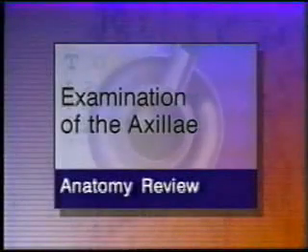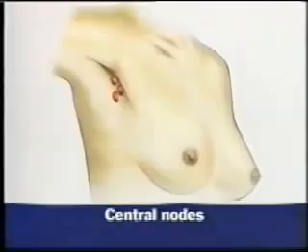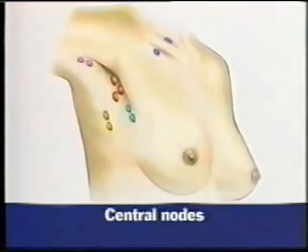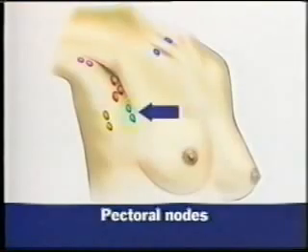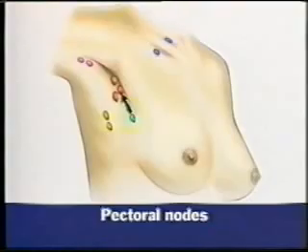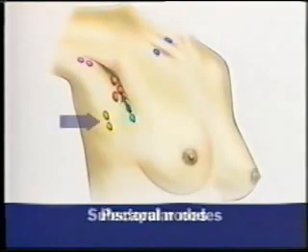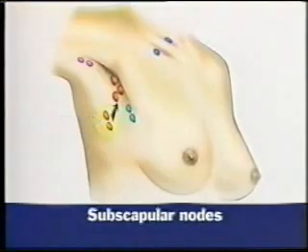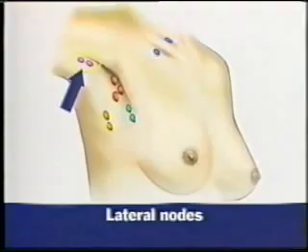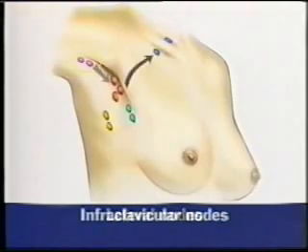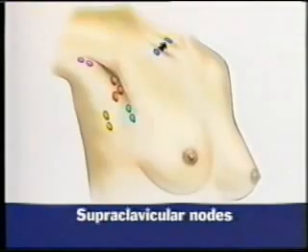Before assessing the axillae, let's consider their lymph nodes. Of all the axillary nodes, the central nodes are most often palpable. Lymph from 3 other groups of nodes drain into the central nodes, but they are not often palpable. These are the pectoral nodes, which drain the anterior chest wall and most of the breast, the subscapular nodes, which drain the posterior chest wall and some of the arm, and the lateral nodes, which drain most of the arm. From the central nodes, lymph flows on to the infraclavicular and supraclavicular nodes.